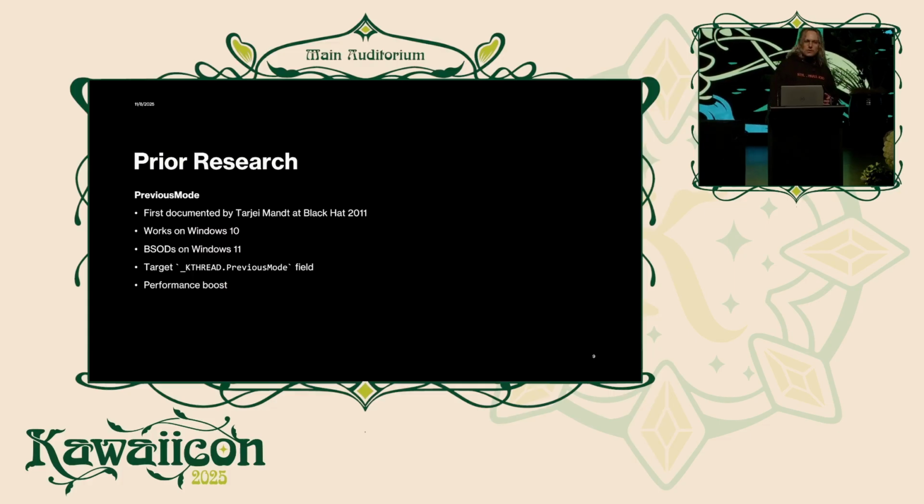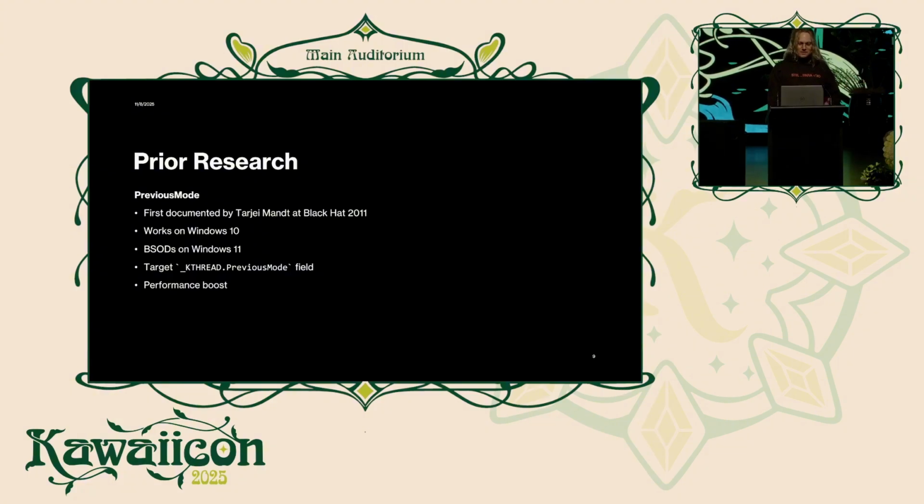So I'm going to go through some of the prior research that's been done. Back in 2011, Tajay Mant gave a talk at Black Hat where he talked about targeting a variable in the kthread struct called previous mode. Previous mode tells the security reference monitor that the previous context you're in was ring 0. If you can change that, it drops all further access checks and just gives the request a pass.